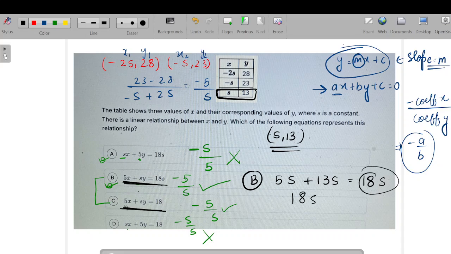But here, if you put the same value, let's do it. 5s plus 13s. Will it give you 18 only? No, it will give you 18s. But in the right hand side, it is only 18. So right hand side is not equal to left hand side. That means these points are not satisfying this equation. So option B will be the right answer.